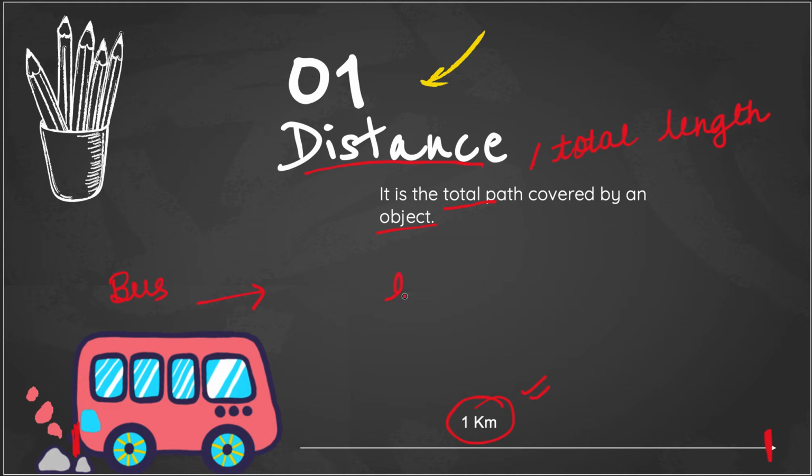So this length or this path comes out to be our distance. Okay, this length or path comes out to be our distance. So basically, what is distance? Distance is nothing but the total path or the total length covered by an object.